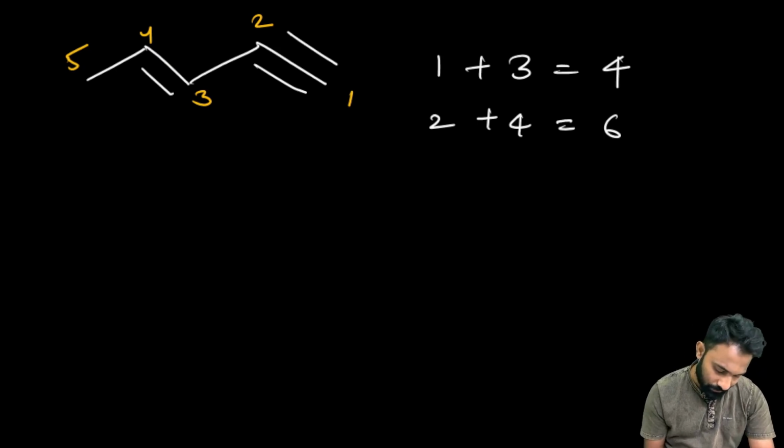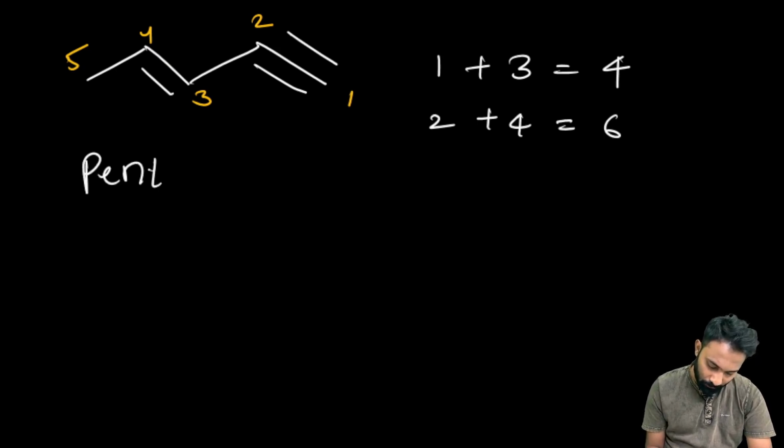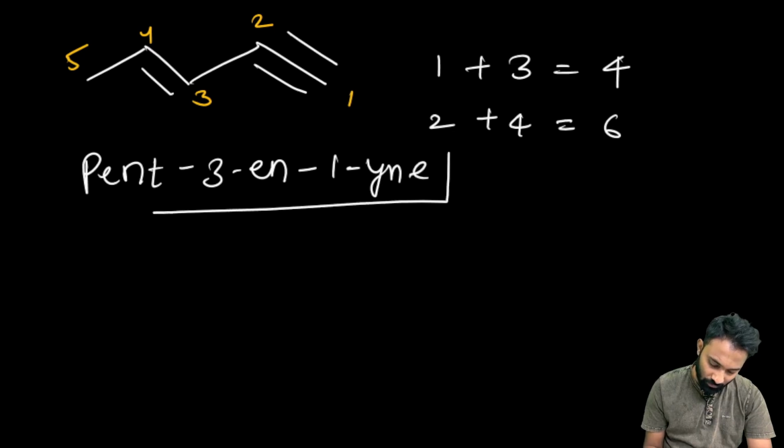Now write the IUPAC name. How many carbons are we having? Pent-3-en-1-yne. Pent-3-en-1-yne.